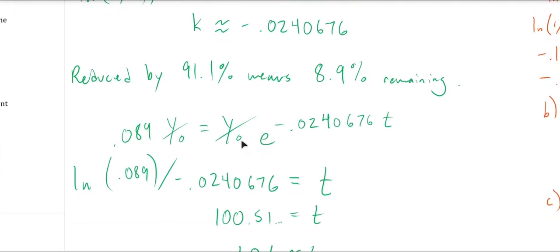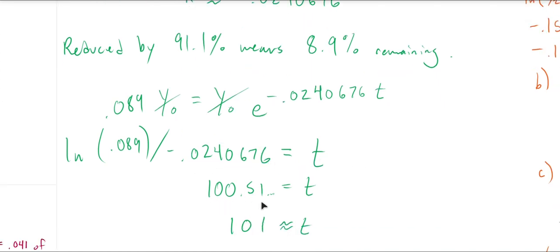This one, they didn't even tell us the initial amount. The initial amounts will cancel, and so it's somewhat irrelevant to the problem. Now, when we solve, we're going to take ln of the 0.089, that brings this exponent down, and then dividing off the negative 0.0240676, we get our t. This t value is 100.51, or about 101 years.